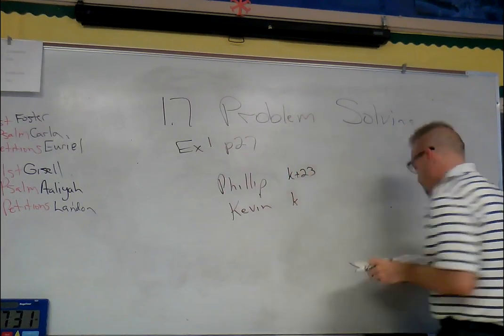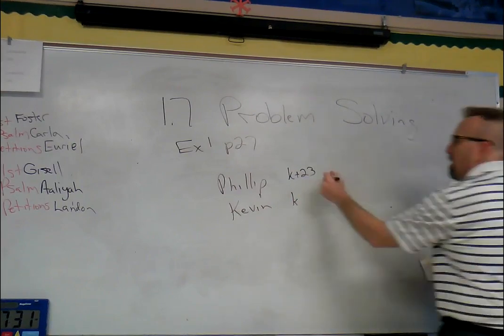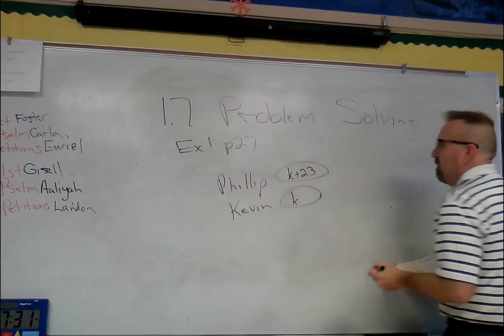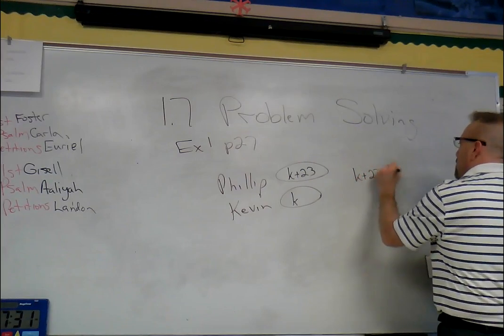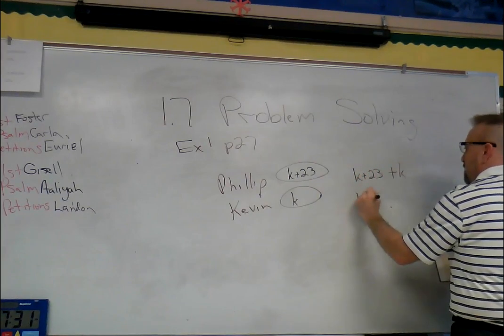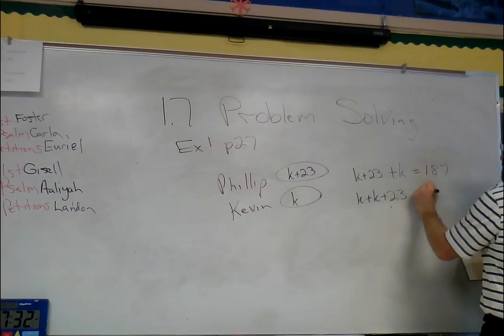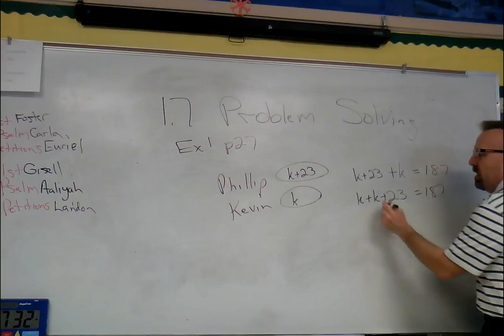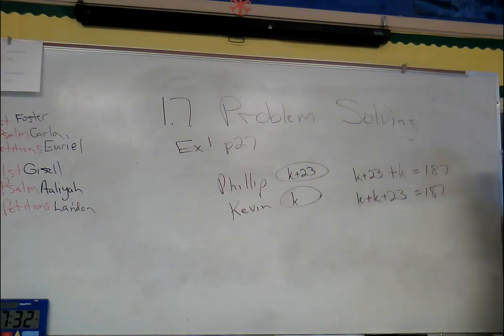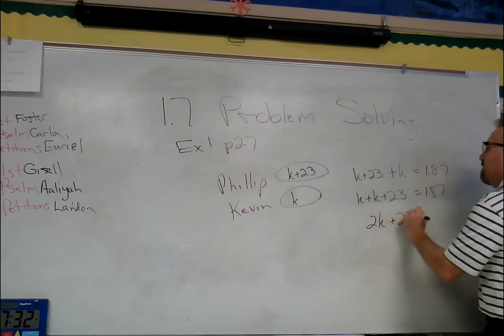We now know that together, or total, they have 187. So what could we do with Philip and Kevin to get the total? We could add them. So we have K plus 23 and we have K. We could have written it this way instead, and it equals the total. These are exactly the same thing. It'll get you the same result. Now let's just take this bottom one. What is K plus K? How many K's do we have? 2K.